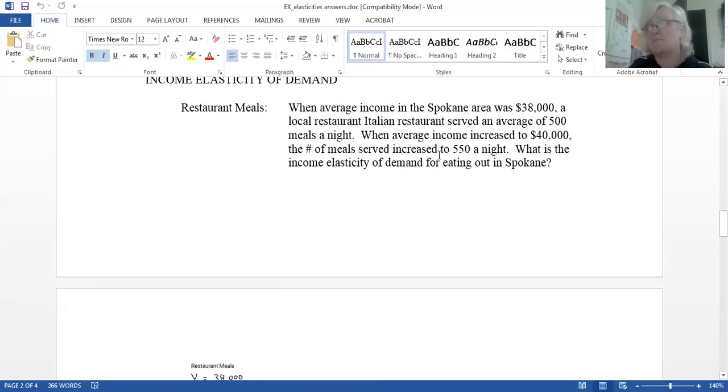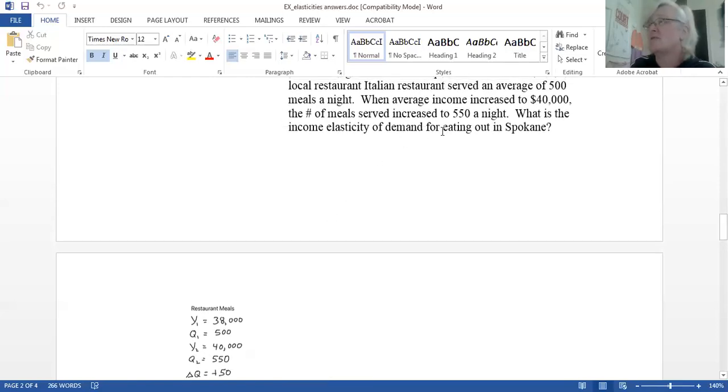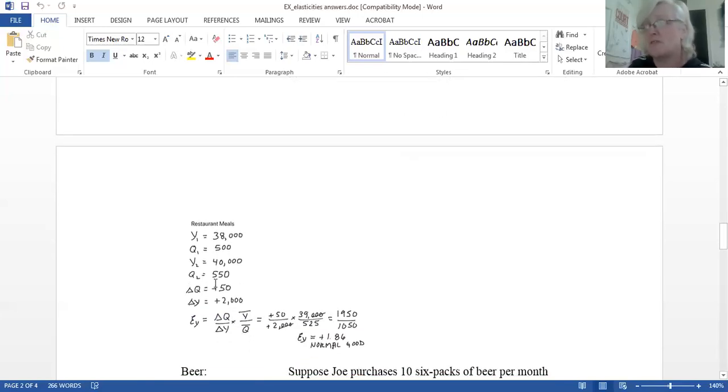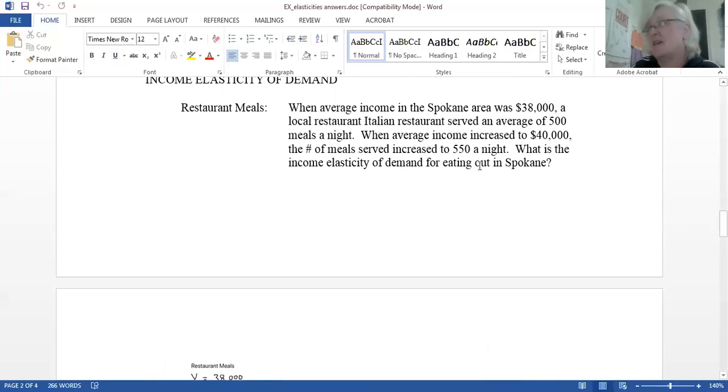Now something changes. My income goes up. So Y2 is 40,000. And as a result of that higher income, the restaurant is doing more business and they're serving 550 meals a night. So I wrote that down. Q2 is 550. So therefore I can figure out my change in quantity from 500 to 550 is plus 50. My change in income from 38,000 to 40,000 was plus 2,000. So now I have everything I need to be able to put it into my formula and to be able to solve this. And so the question asked, what is the income elasticity of demand?